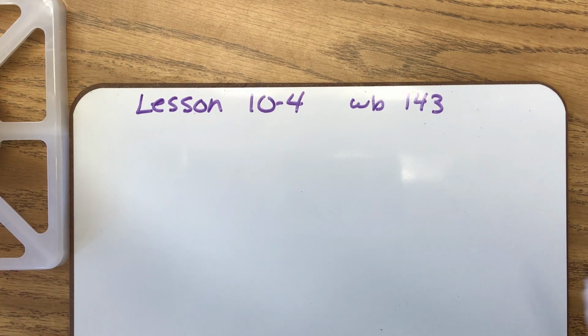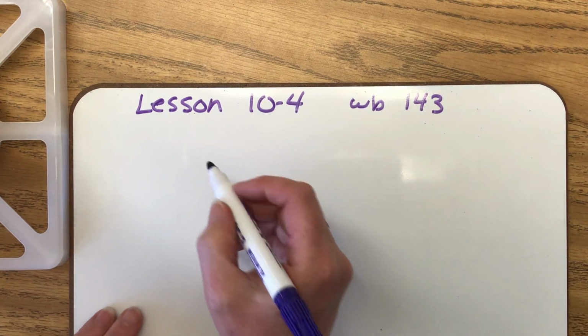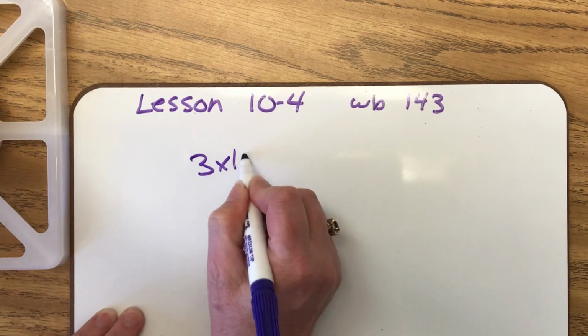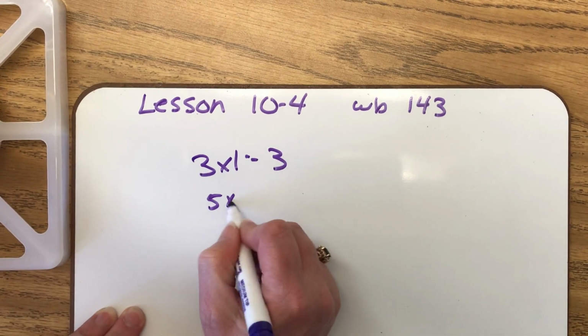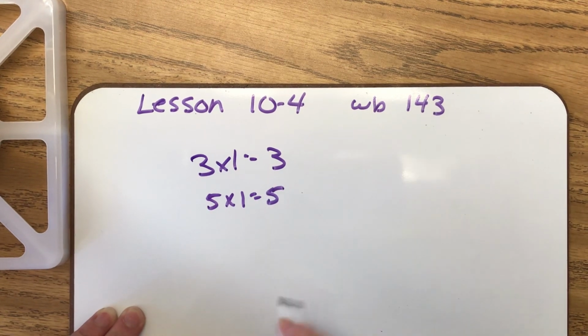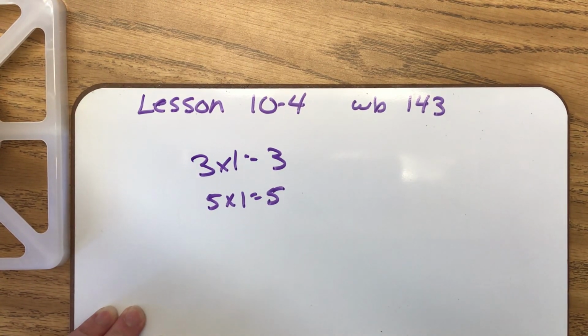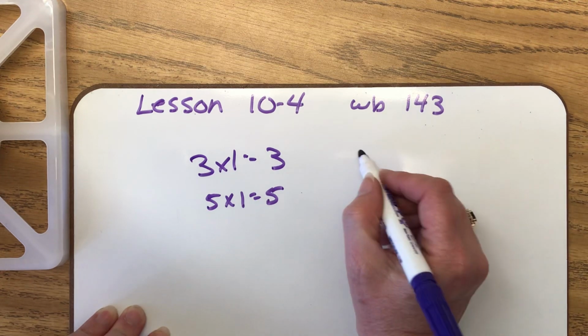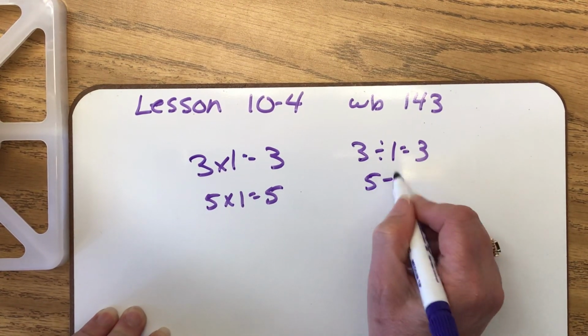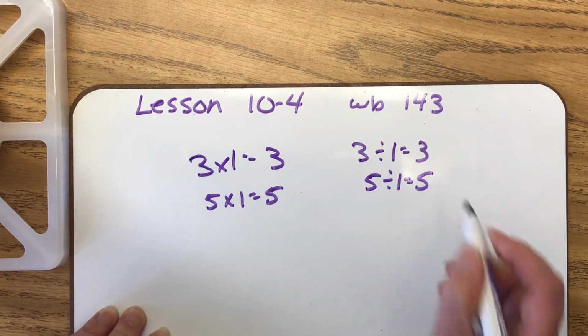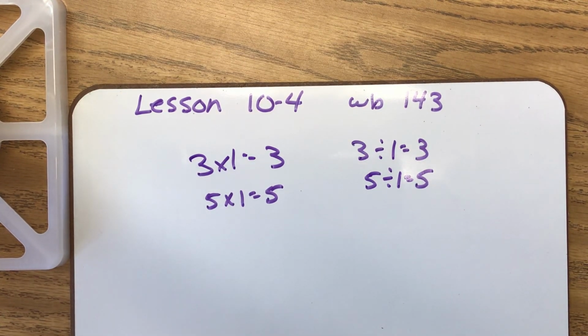We need to review a little bit of what you already know about multiplication and division. You know that anytime I multiply a number by 1, I get the same number. 3 times 1 equals 3, 5 times 1 equals 5. Anything times 1 equals the same number. The same with division. I can say 3 divided by 1 equals 3, 5 divided by 1 equals 5. So anything multiplied or divided by 1 equals the same number.